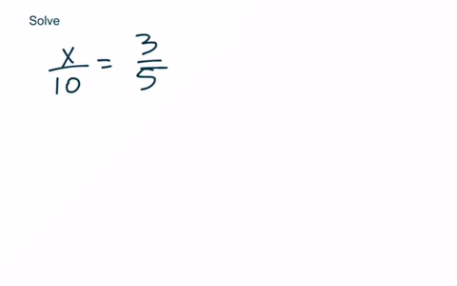Cross products, is that what you're saying? Okay, yeah, we could use cross products. 10 times 3 we get 30, and 5 times x we get 5x, and then we're going to divide 30 by 5. That would also give us 6. Okay, any other ways we can figure that out?